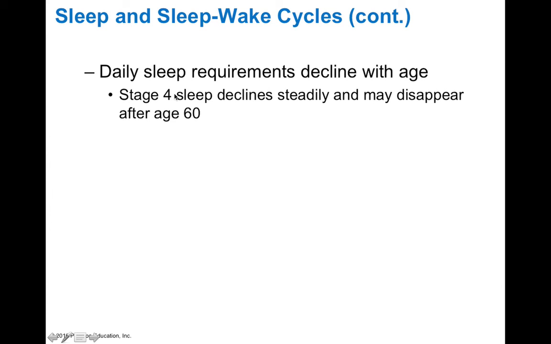Now, what we find though is as we age, our daily sleep requirements will decline. So stage 4 sleep declines steadily and may even disappear after age 60. So you find less and less of this really deep restorative type of sleep. And this might be something that contributes to age-related bodily decline, because sleep is restorative in that regard. In fact, if you look at cells of individuals who lack sleep, you can find that their organelles appear to be more degraded because they haven't had a chance to rest and relax.